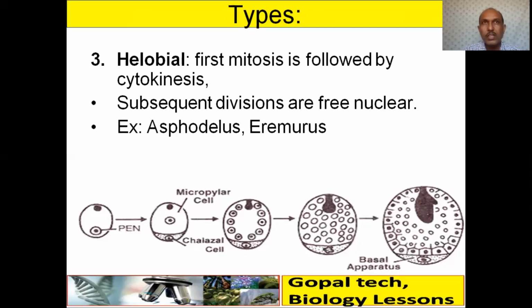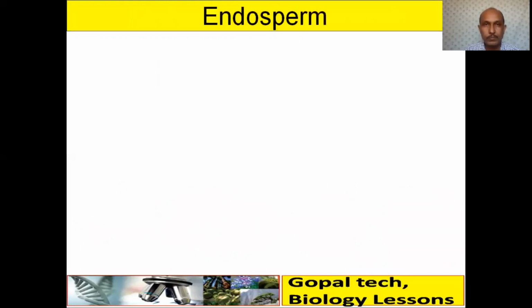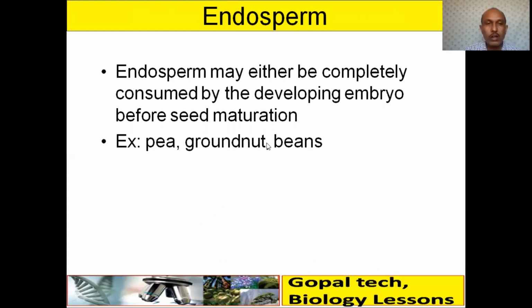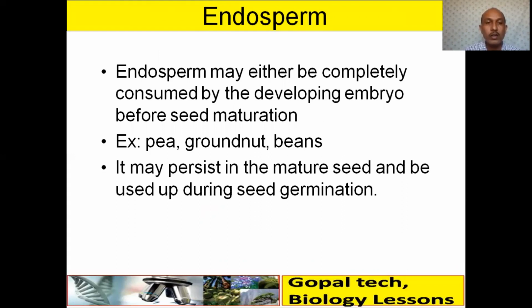So for CBSE, just read free nuclear or cellular, that is coconut example. For competitive exams like NEET, you have to know these 3 types. Now, endosperm may either be completely consumed by the developing embryo before seed maturation, best example pea, groundnut, beans. वहां पे पूरा use होता है, सिर्फ cotyledon हो जाते हैं. और it may persist, ऐसा ही रह जाता है in the mature seed and be used during the seed germination.